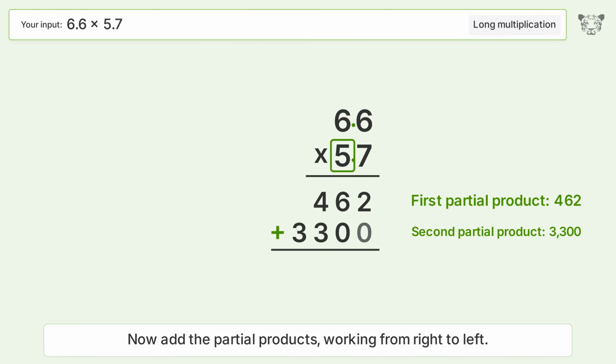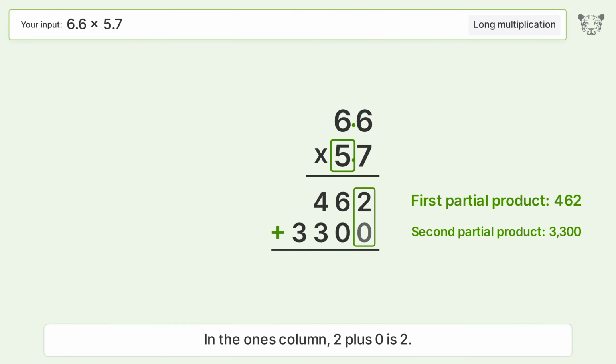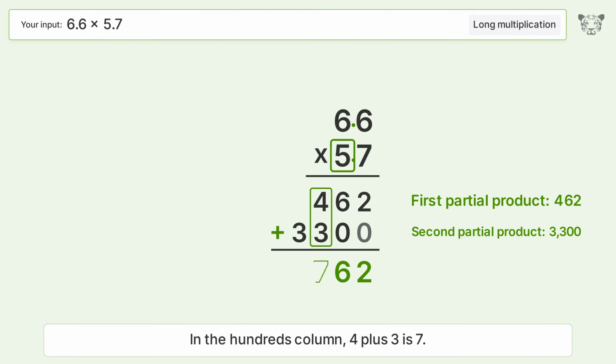Now add the partial products, working from right to left. In the ones column, 2 plus 0 is 2. In the tens column, 6 plus 0 is 6. In the hundreds column, 4 plus 3 is 7. In the thousands column, bring down 3. The product of the whole numbers is 3,762.